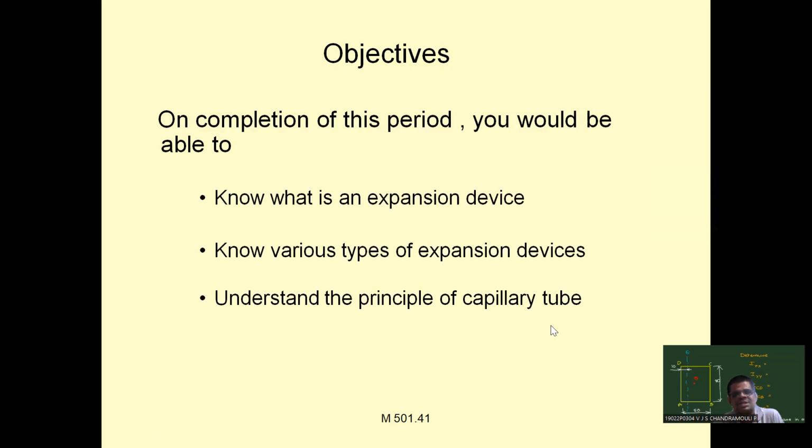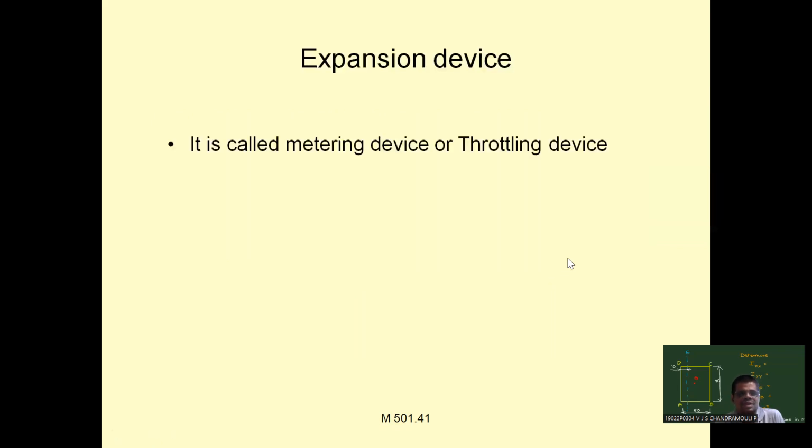And the capillary tube is also one of the expansion devices. We will discuss the merits, demerits, construction, and working of the capillary tube. This capillary tube is also called a metering device or measuring device, and it is also called a throttling device, because in the capillary tube the thermodynamic operation of throttling takes place. That's why this is also called a throttling device.